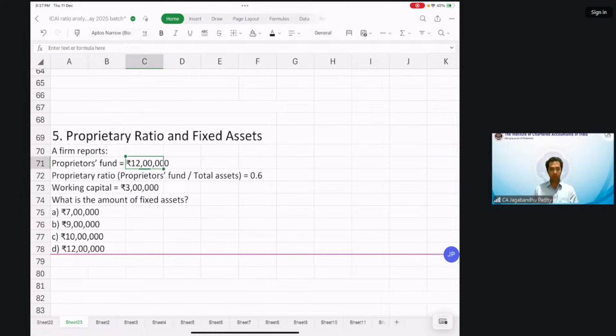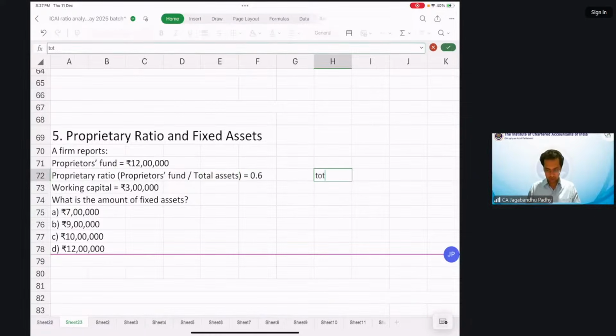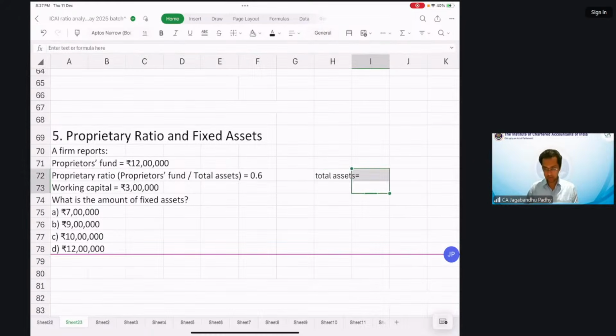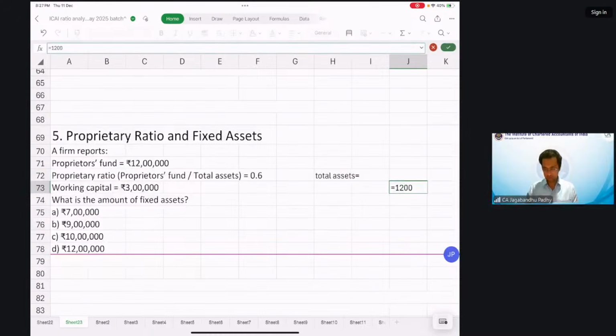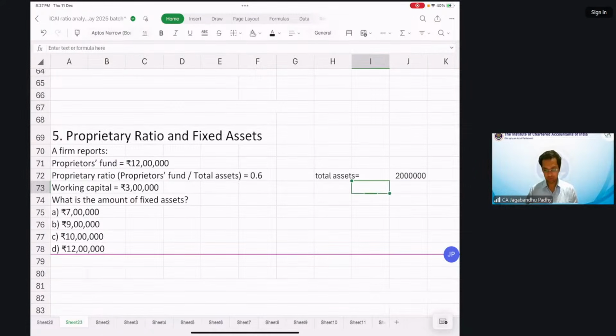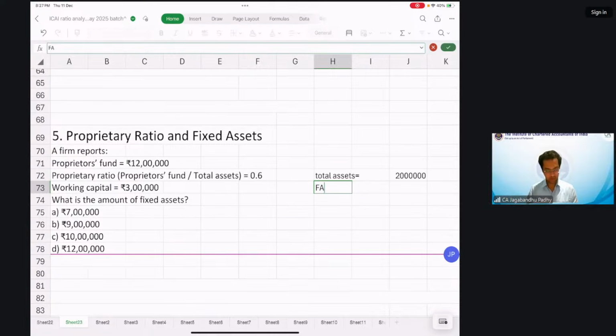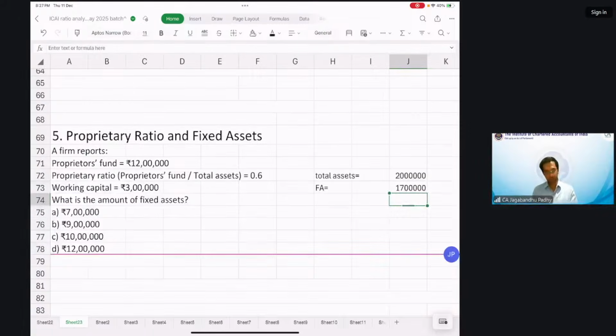Proprietor fund is 12 lakh. Proprietor ratio, which is proprietor fund to total assets, is 0.6. Right. So we can get the total assets as 12 lakh divided by 0.6. Total assets is 20 lakh. So we can get the fixed asset value, which is simply 20 lakh minus the working capital of 3 lakh. So 17 lakh. So option D, 17 lakh will be the answer.